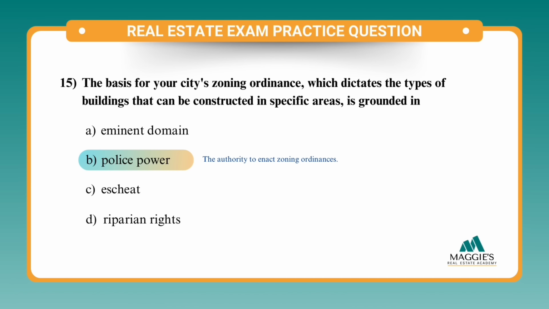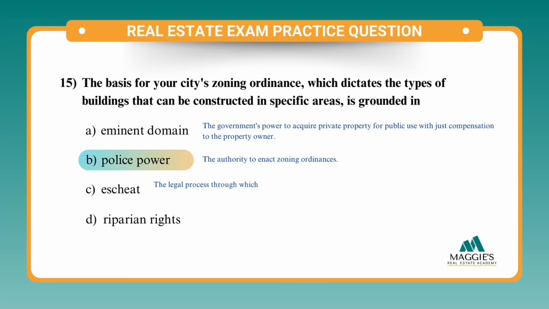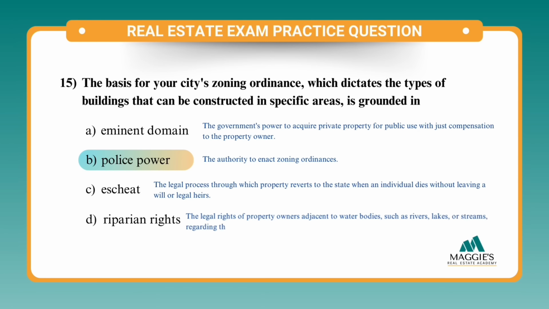Now, let's talk about why the other options aren't the correct choices. So, we all know eminent domain, that refers to the government's power to acquire private property for public use with just compensation to the property owner. And escheat is the legal process through which property reverts to the state when an individual dies without leaving a will or legal heirs. And riparian rights, well, that pertains to the legal rights of property owners adjacent to water bodies such as rivers, lakes, or streams.